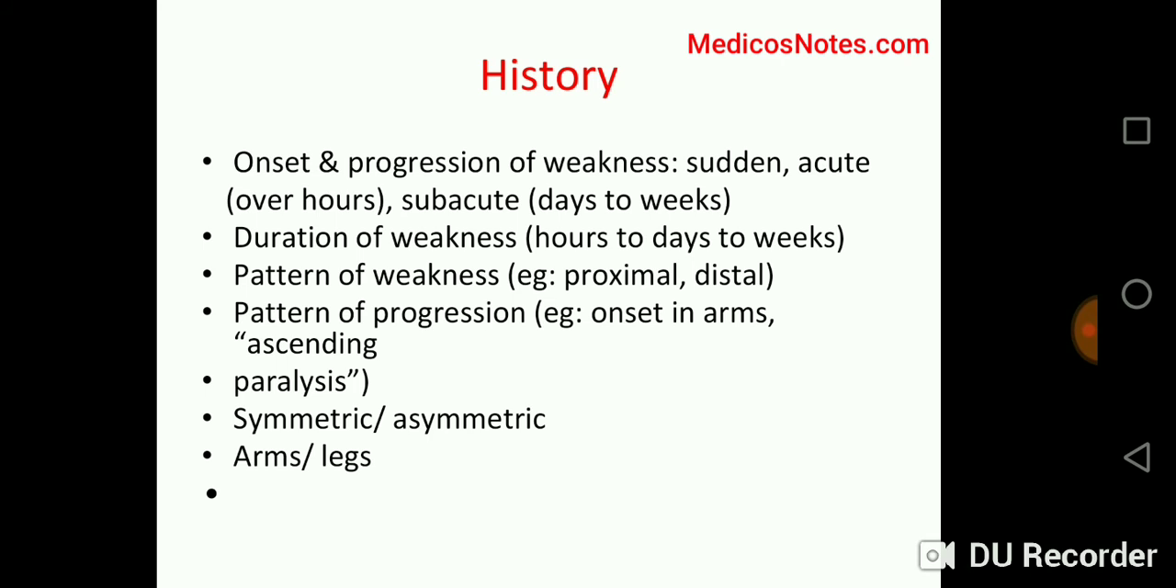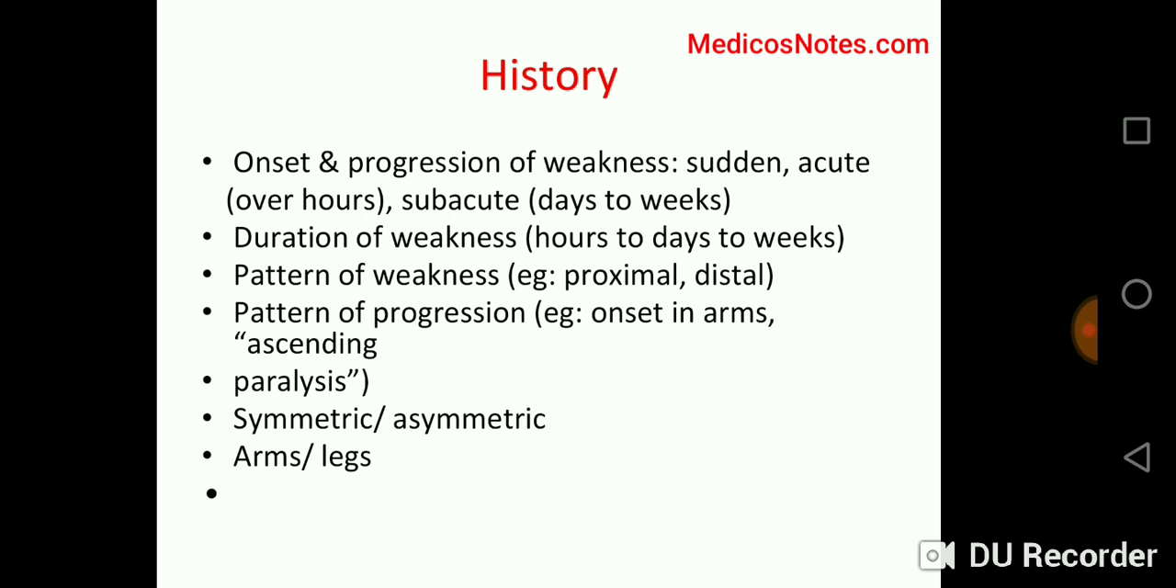The following points in history must be inquired into so as to classify the presenting pattern of weakness. This will help not only in identifying the underlying etiology but also in determining the prognosis and deciding the therapy. Ask about the onset and progression of weakness and the duration of weakness. The pattern of weakness is very important, whether it is a proximal or a distal weakness. Proximal weakness indicates an LMN lesion and distal weakness indicates a UMN lesion.